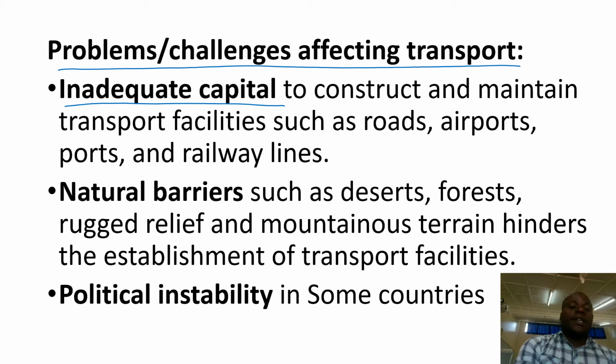Two, natural barriers. For example, forests, deserts, lakes, steep relief, etc. These ones make it more expensive to construct transport networks. For example, roads. It is not easy to construct a road across a lake. It is almost impossible. And it takes more money also to construct an airport, or it is almost impossible on steep slopes.